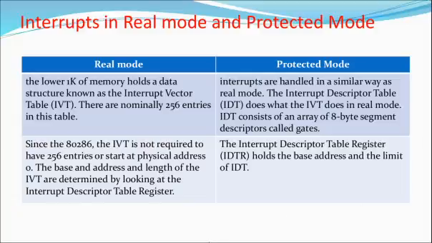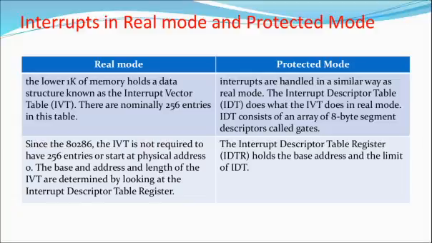In real mode, the lower 1 MB of memory holds a data structure known as the interrupt vector table. In short, it is the IVT. There are normally 256 entries in this table, which is the maximum count of interrupts. So interrupts are numbered from 0 to 255, that is 256. Whereas in protected mode, interrupts are handled in a similar way as in real mode.